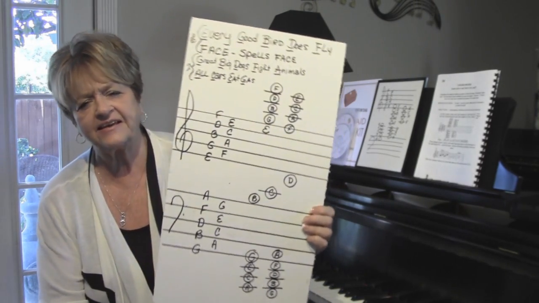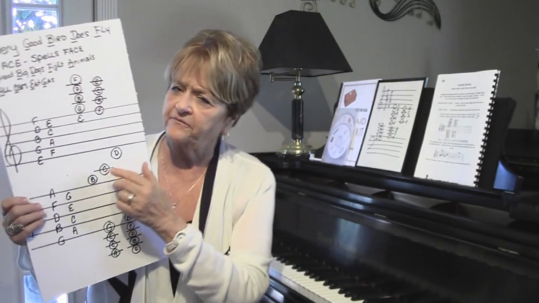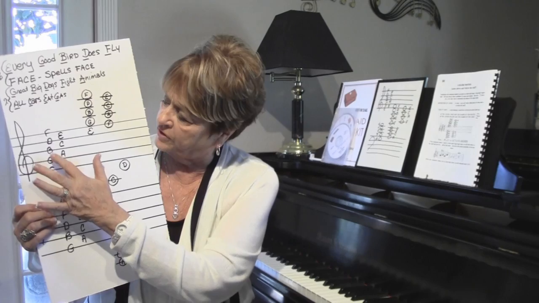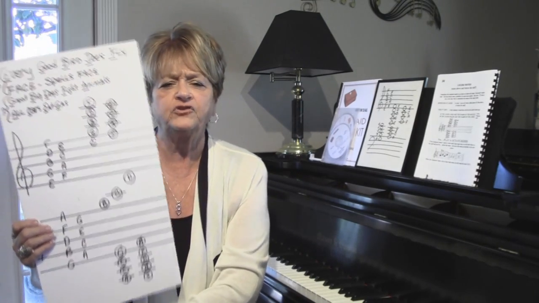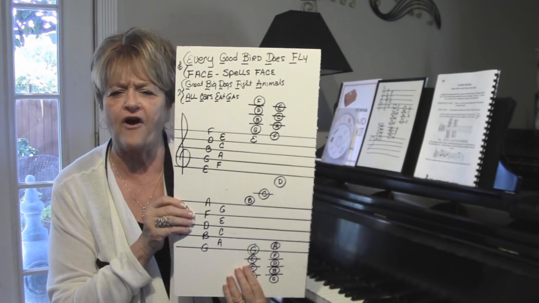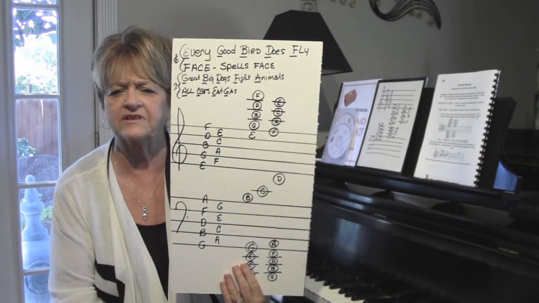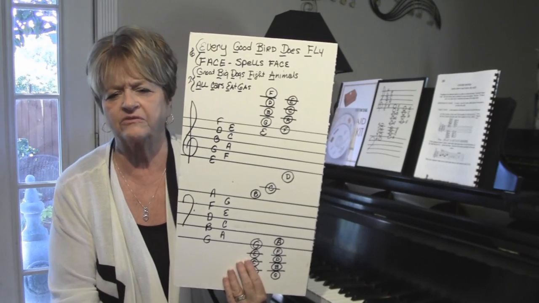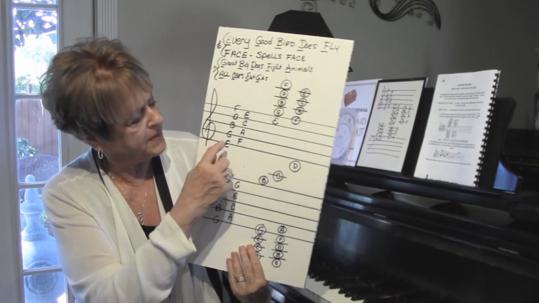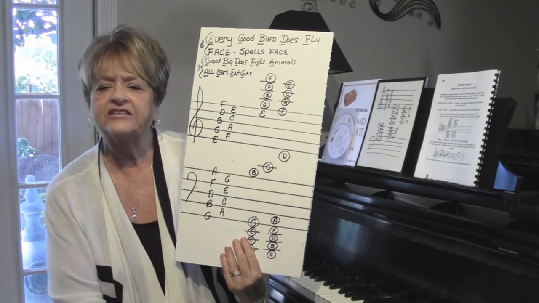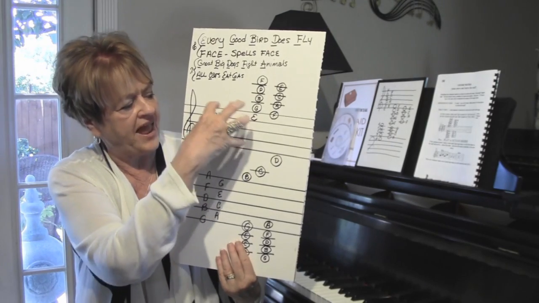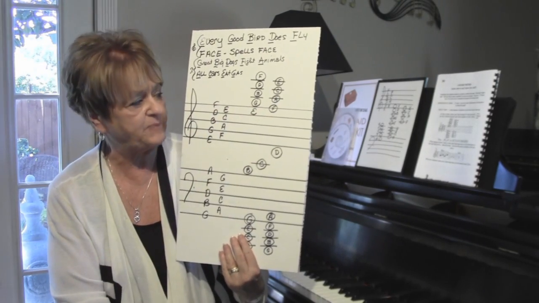But if you can see this, the staff right here is, on the treble clef, every good bird does fly. If you took piano lessons when you were a kid, it was probably every good boy does fine. I think somewhere along the way Women's Lib came in and they decided that wasn't really a good thing, so they made it every good bird does fly. And the spaces are F-A-C-E, spells face. So that's the staff itself, the lines and the spaces.